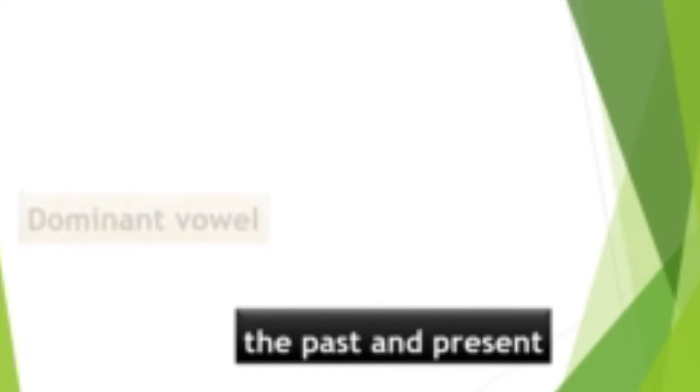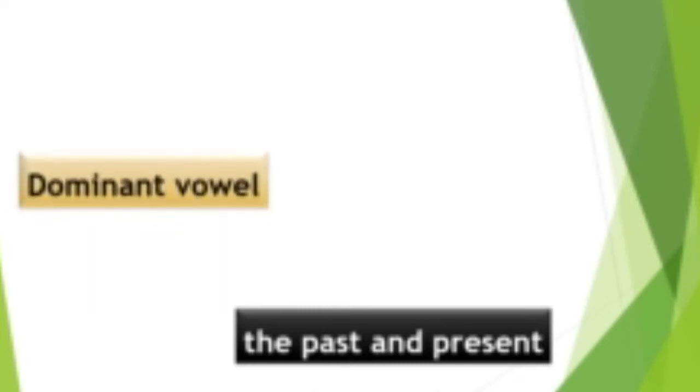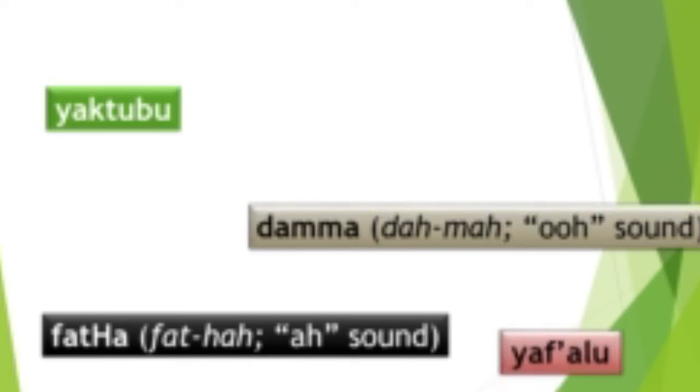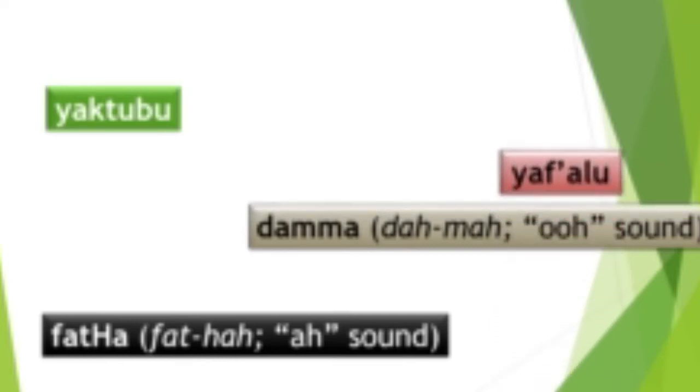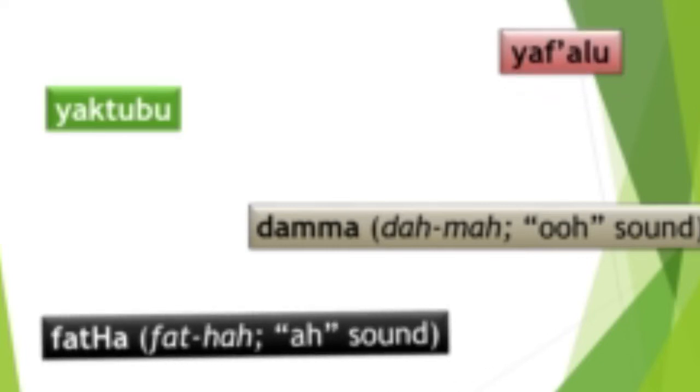Aside from prefixes and suffixes, another major difference between the past and present tenses in Arabic is that every verb in the present tense has a dominant vowel that's unique and distinctive. For example, the dominant vowel in yaktubu is a dhamma, the "oh" sound. However, in the verb yaf'alu, to do, the dominant vowel is the fatha, the "ah" sound.